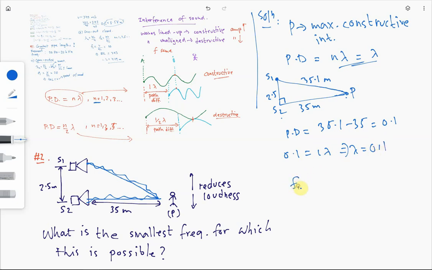Hence, the minimum frequency will be corresponding to this λ, and minimum frequency can be related to λ using this formula, v over λ, because v, the speed of a wave, is λ times f. So frequency minimum will correspond to a wavelength maximum. Therefore, if you use the speed of sound to be 343, the room temperature speed of sound, we have 343 over 0.1. This gives us a frequency of 3,430 Hertz. This is the minimum frequency for which you will have a scenario where P is the point of maximum constructive interference. I hope this lecture made sense. Thank you very much.